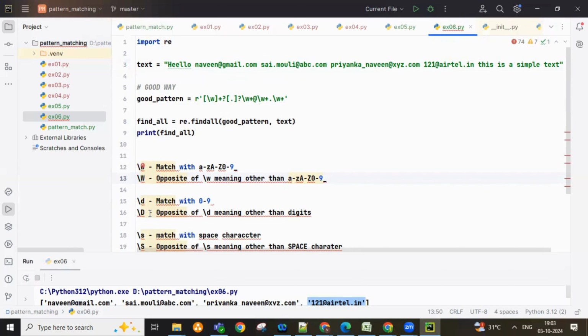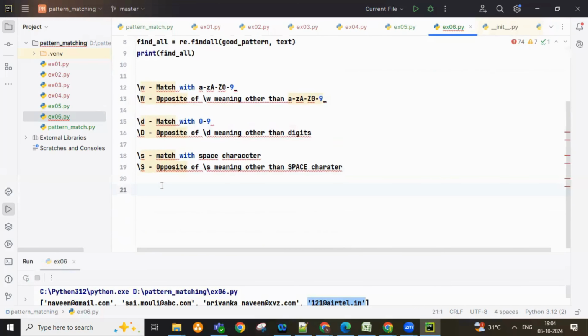And \d, capital \D, for example. Capital D means what? Other than digits, it matches with anything. You got it? Everything, yes. Other than digits, it even matches the text also, right? Because it is other than digit only, no?